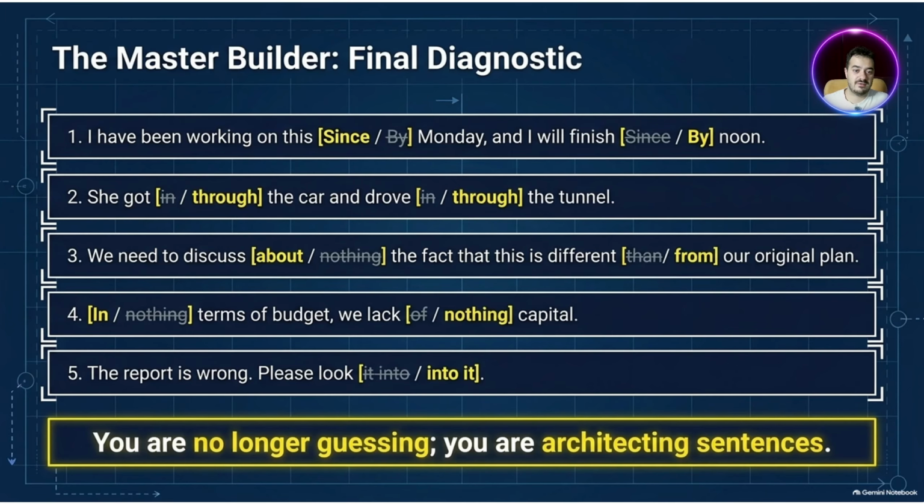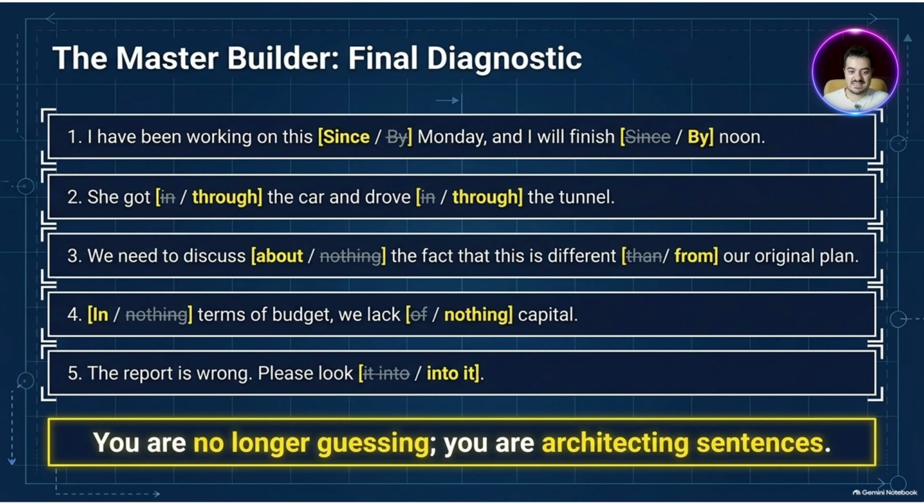I've been working on this since Monday, and I will finish by noon. Very right, very correct. We cannot use the word since in the second part, and we cannot use the word by in the first part, simply because we are using present perfect continuous. And don't forget, we said that we use both prepositions since and by with present perfect or present perfect continuous. She got through the car and drove through the tunnel. Well, here we should say she got in the car and drove through the tunnel.